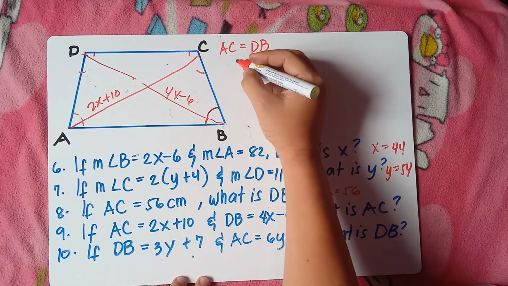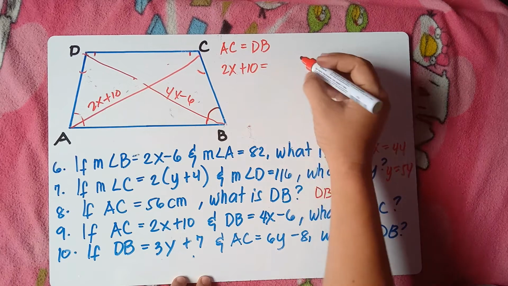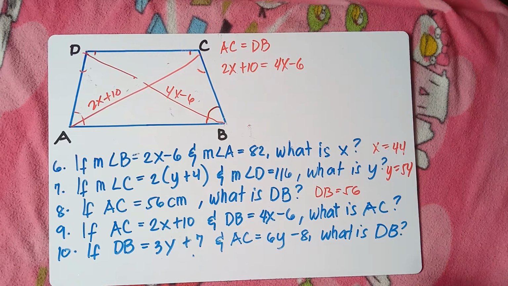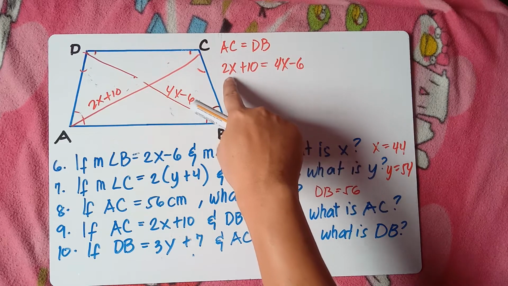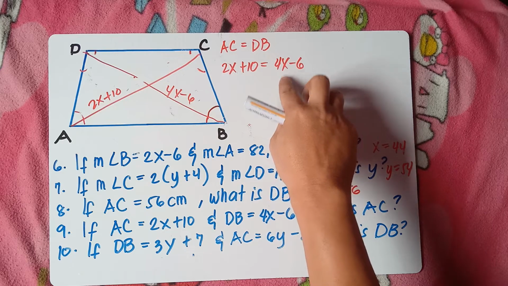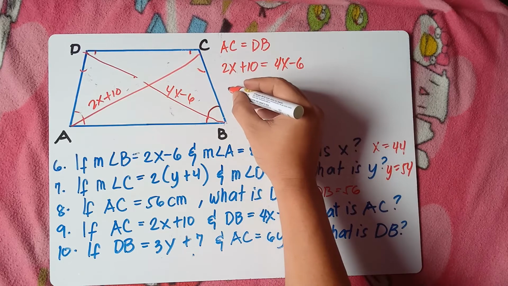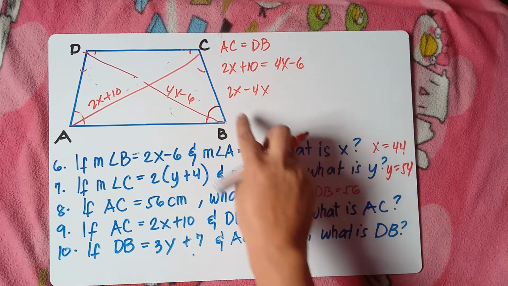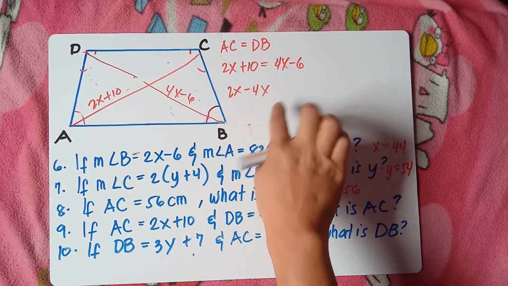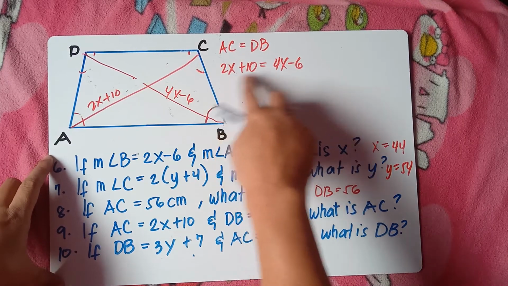So if AC is 56, AC is 2x plus 10, so 2x plus 10 equals 4x minus 6. So we transpose, once again class, we transpose 2x from left to right. If we transpose 4x from right to left, the sign will be negative, so this will be 2x minus 4x, and if we subtract 2 by 4, the answer is negative. So to make things easier, just transpose 2x from left to right.